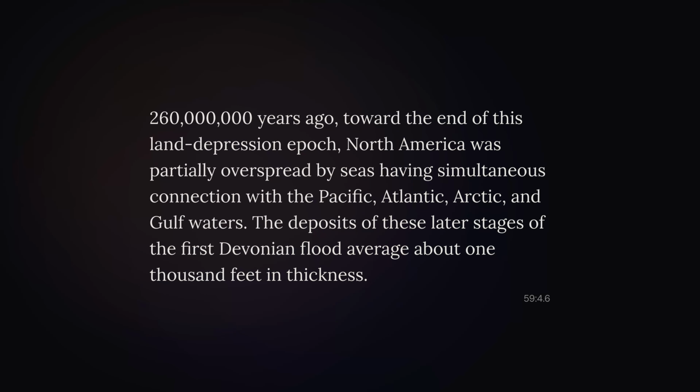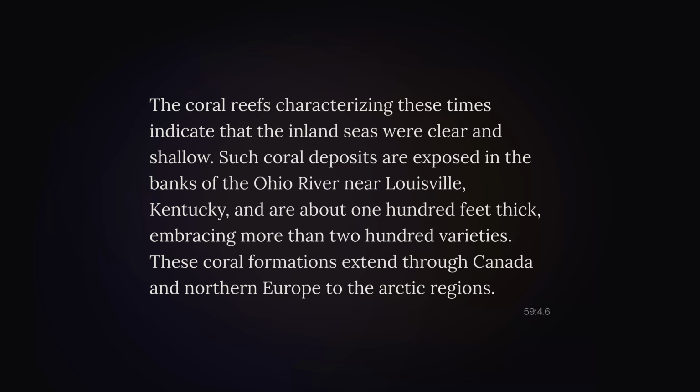260 million years ago, toward the end of this land depression epoch, North America was partially overspread by seas having simultaneous connection with the Pacific, Atlantic, Arctic, and Gulf waters. The deposits of these later stages of the first Devonian flood average about 1,000 feet in thickness. The coral reefs characterizing these times indicate that the inland seas were clear and shallow. Such coral deposits are exposed in the banks of the Ohio River near Louisville, Kentucky, and are about 100 feet thick, embracing more than 200 varieties. These coral formations extend through Canada and northern Europe to the Arctic regions.